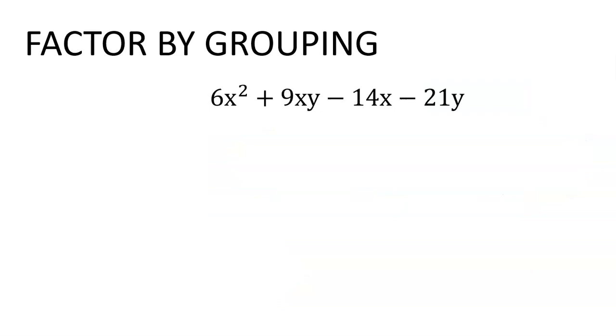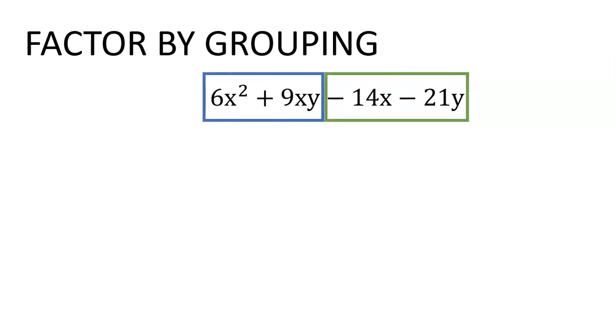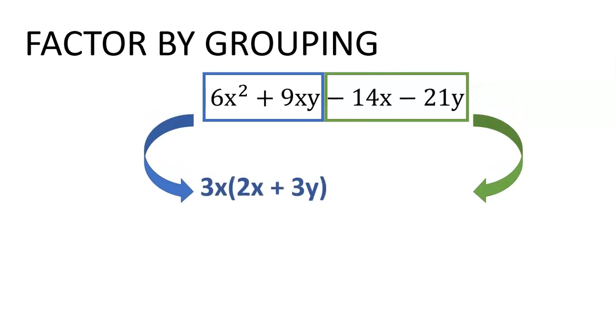Okay, let's move on. Number 2. 6x squared plus 9xy minus 14x minus 21y. Don't forget, split it in half. Find your GCF. On the left side, the GCF is 3x. There is a common 3x, and then you're left with 2x plus 3y.